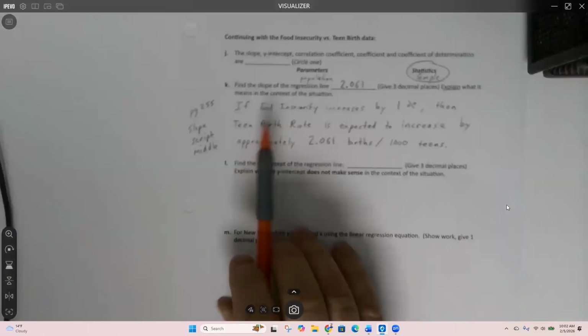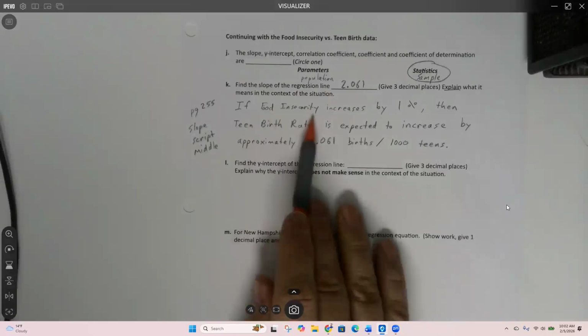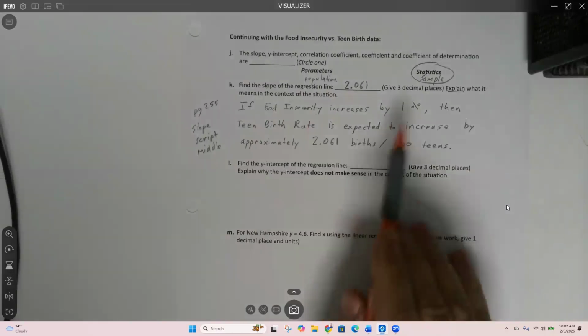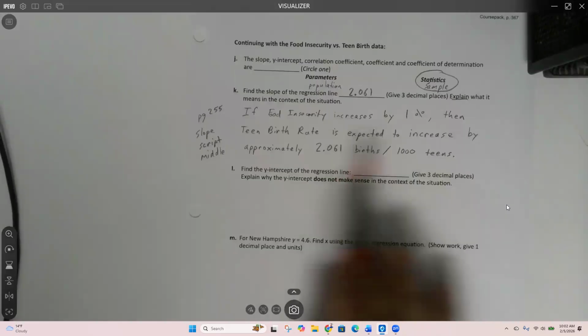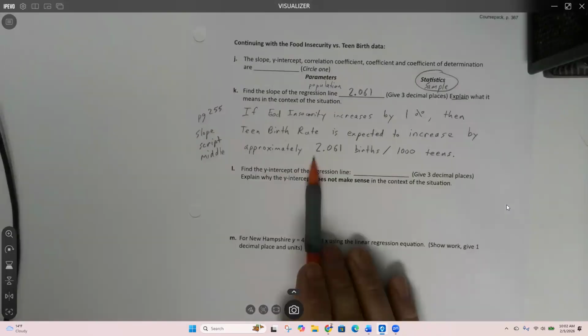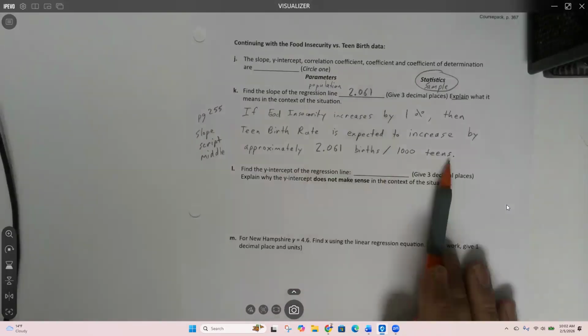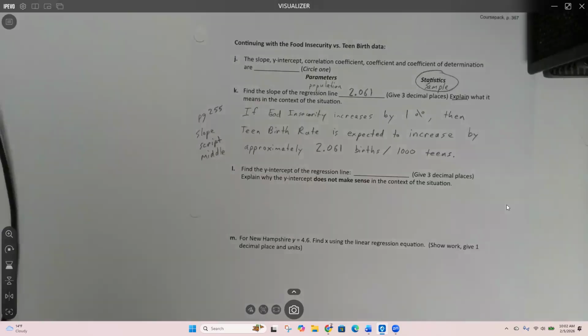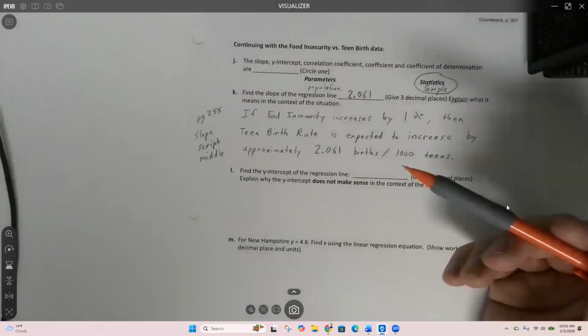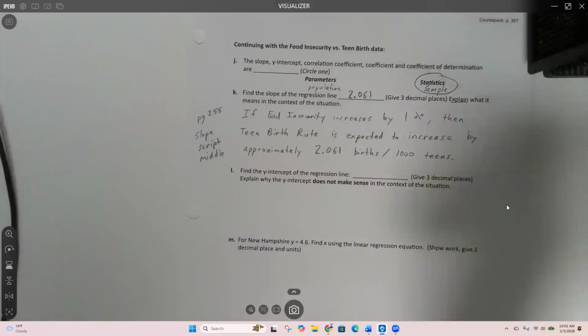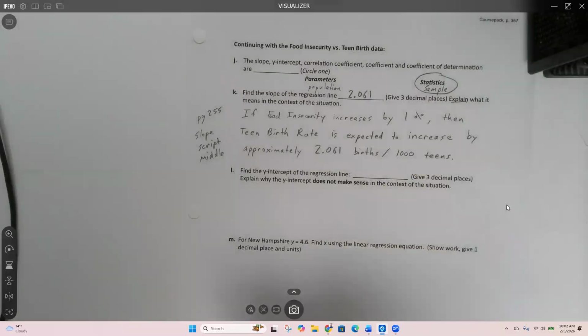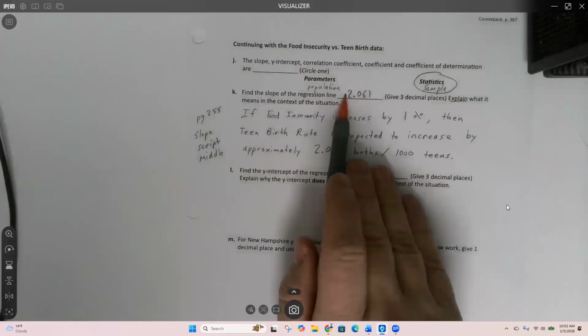So my sentence is, if food insecurity increases by 1%, then teen birth rate is expected to also increase by approximately 2.06 births per thousand teens. That's what the slope means. Slope is always, if you move over by 1, you go up or down by this.